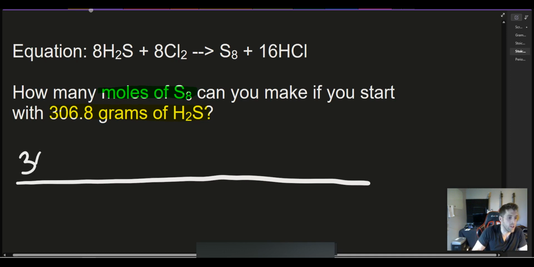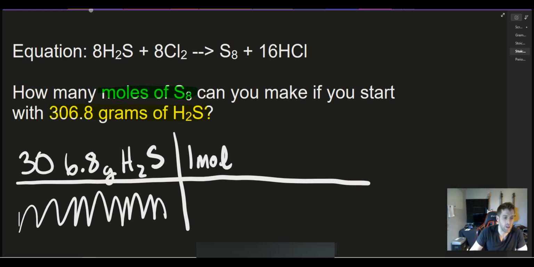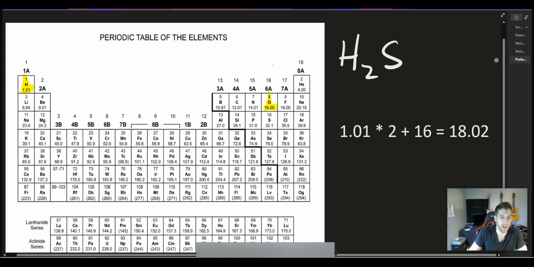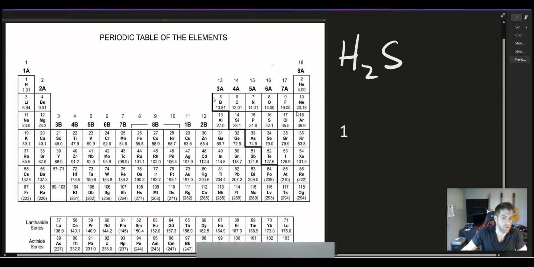And we start with 306.8 grams of H2S, or hydrogen sulfide. Nothing goes down here. We need to transfer this gram into moles. So we're going to put moles on top, 1 mole that is, of H2S. And we have to use our periodic table to find out how many grams are in H2S. So we're going to flip over to our periodic table, erase all this madness. We're going to put H2S to know what we're finding on top. We're going to erase our work there and also erase our equation there. I'll leave that one just so I know where it's at.